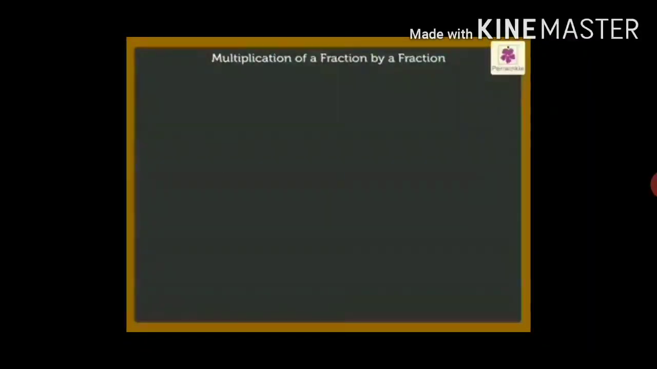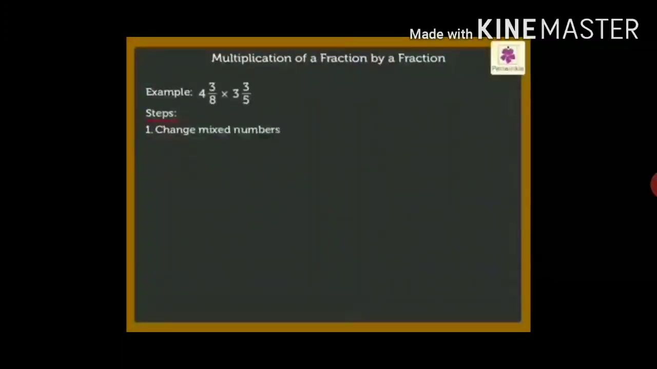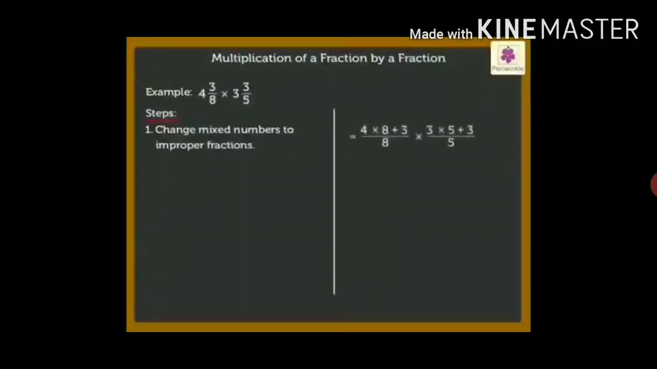Now, let us multiply two mixed numbers. Step 1. Change the mixed numbers to improper fractions. Here, we get the improper fractions as 35 upon 8 into 18 upon 5. Step 2. Divide the product of numerators by the product of denominators.